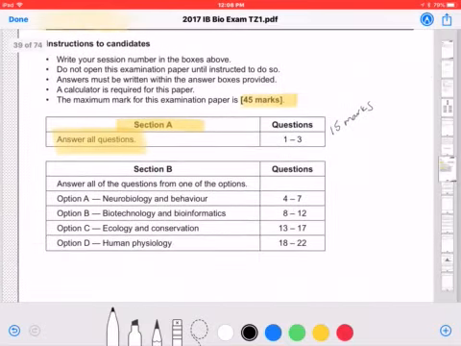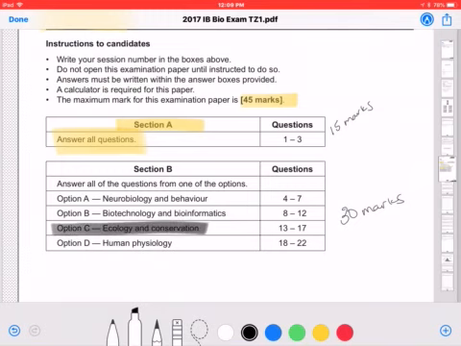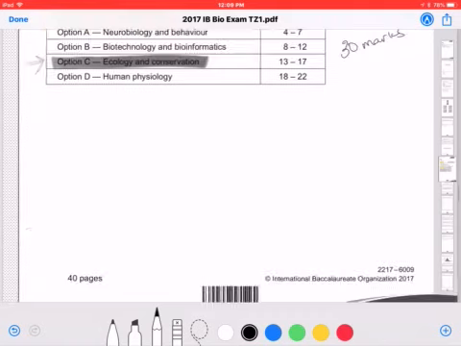Okay. Section A, 15 marks. Section B is 30 marks. And the option that we worked on and practiced is option C, ecology and conservation. And so you would answer all the parts of section A, and then when you get to section B, you're going to skip over to option C and work on those questions. So let's see what those look like.